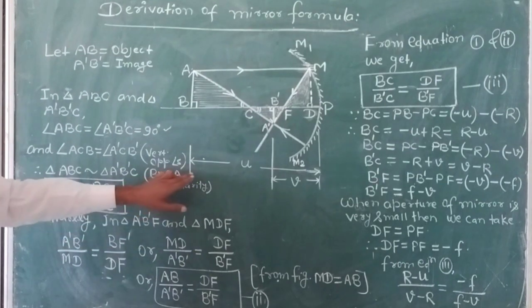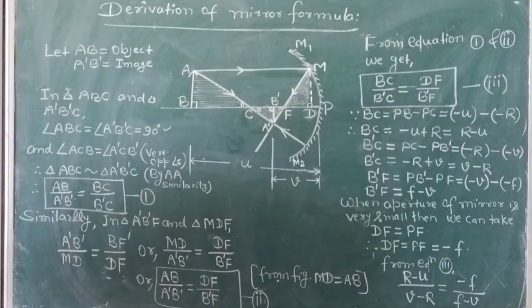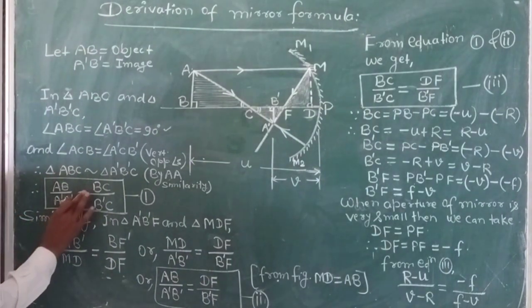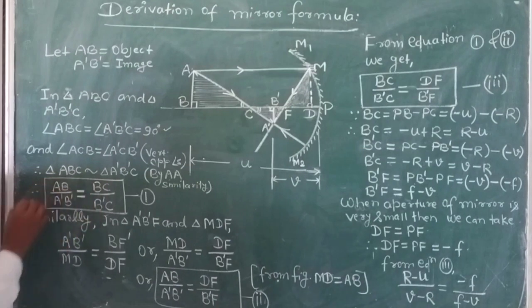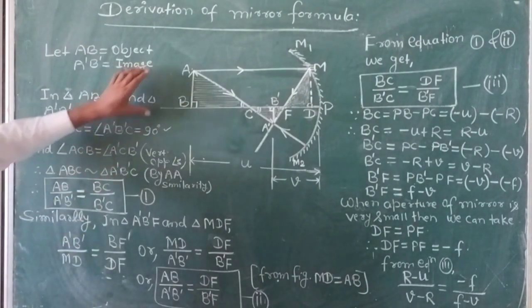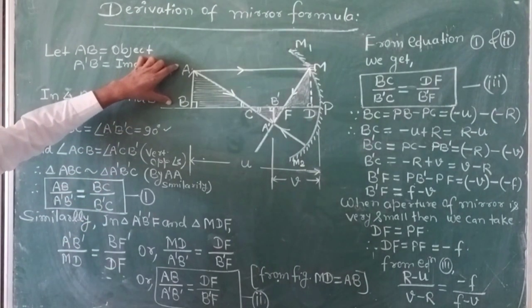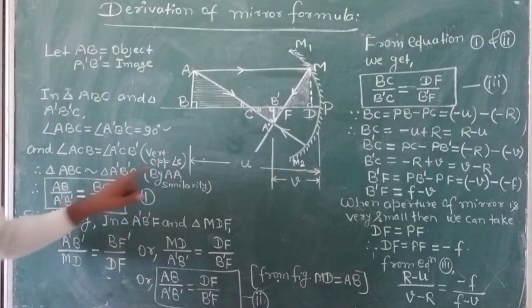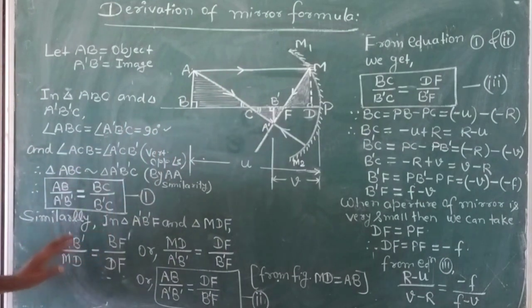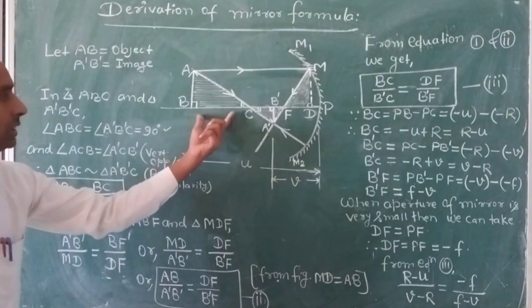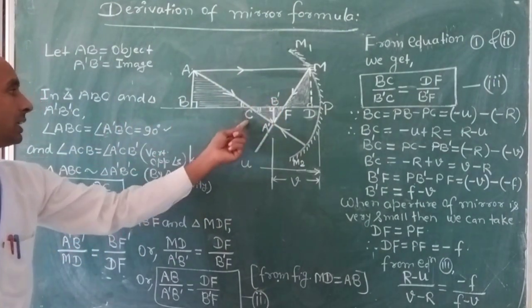Now these two triangles ABC and A dash B dash C are similar by AA similarity, and we know that in similar triangles the ratio of the sides are in the same ratio. Therefore the ratio of the side AB upon A dash B dash equals BC upon B dash C.